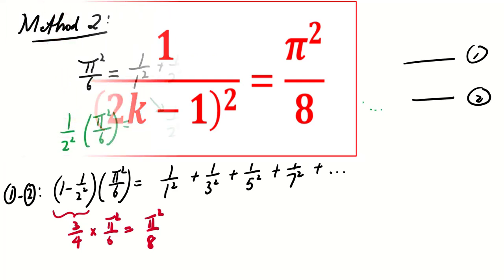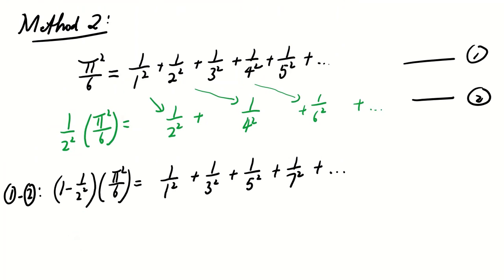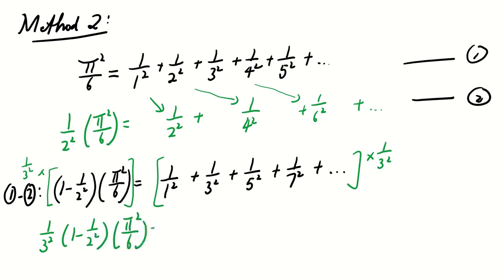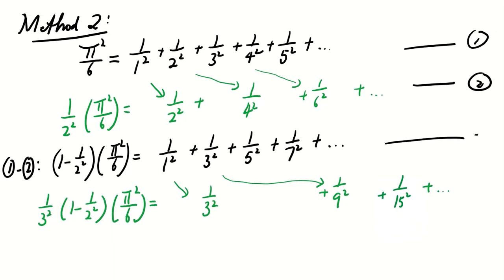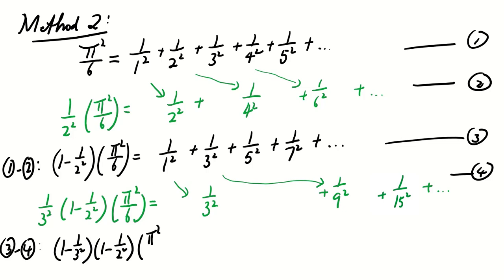Let's go back to method 2. Using a similar argument, we multiply both sides by 1 over 3 squared. On the left hand side, we have 1 over 3 squared times 1 over 2 squared times pi squared over 6. And on the right hand side, we have 1 over 3 squared plus 1 over 9 squared, and so on. We call these equations 3 and 4. So equation 3 minus equation 4: 1 minus 1 over 3 squared, times 1 minus 1 over 2 squared, times pi squared over 6. And on the right hand side, 1 over 1 squared plus 1 over 5 squared plus 1 over 7 squared plus 1 over 11 squared, and so on.